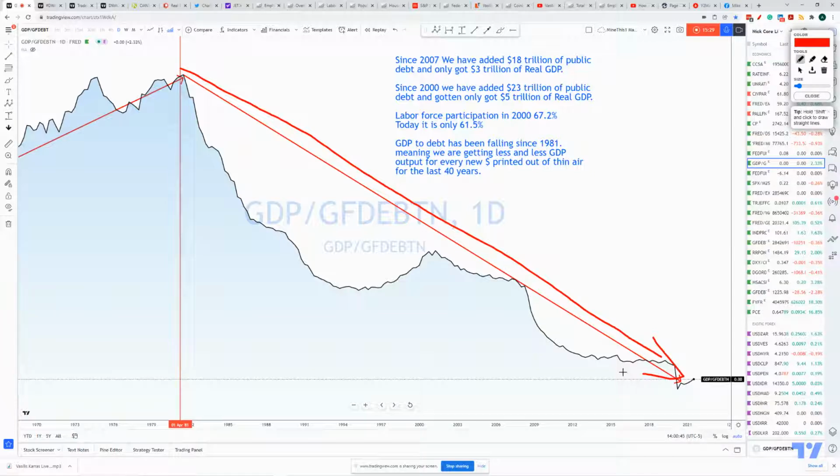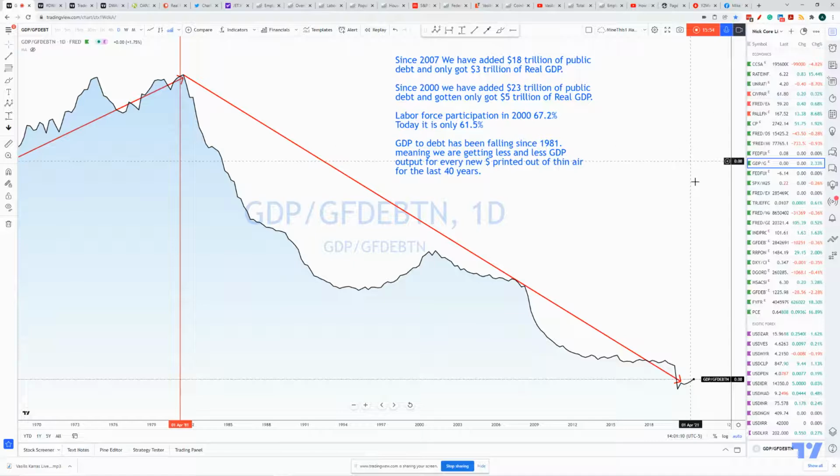Now, everybody likes to say, don't look at the GDP to debt, look at debt to GDP. It doesn't tell me anything. I want to know how much economic growth we are getting with each new dollar. And it's falling and falling and falling. We're headed in the wrong direction. Okay. So keep that in mind.